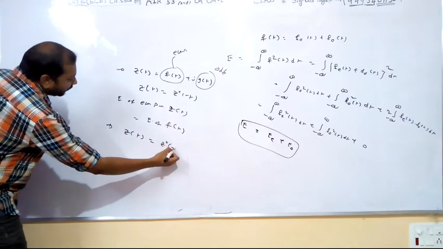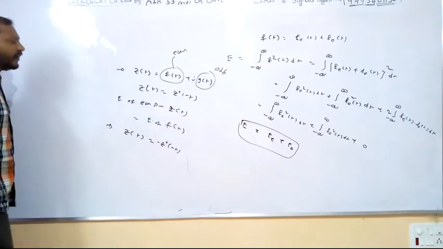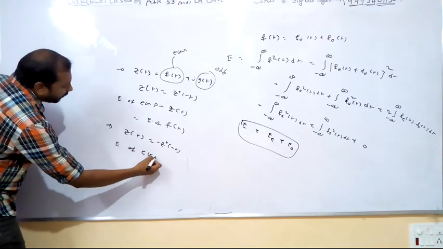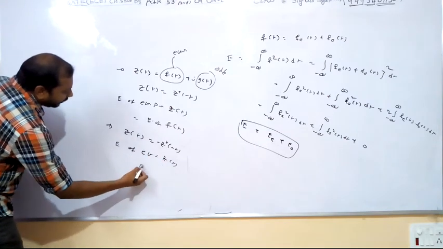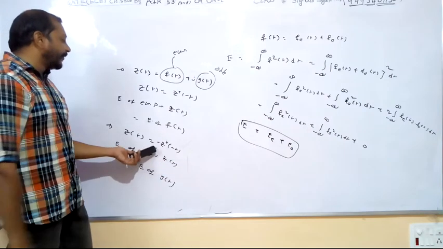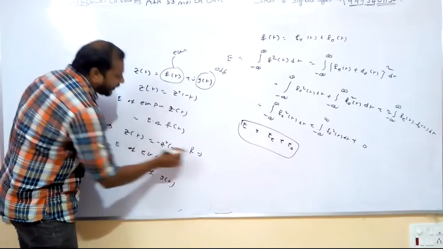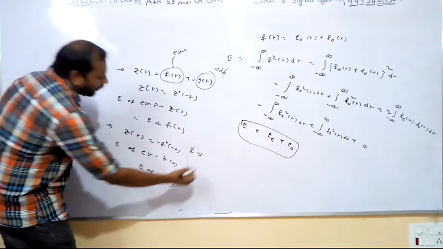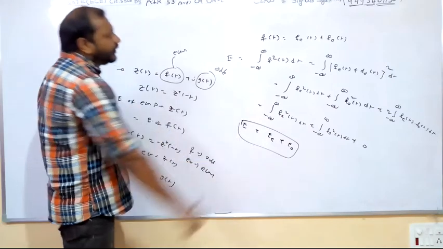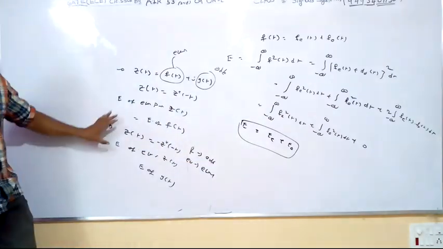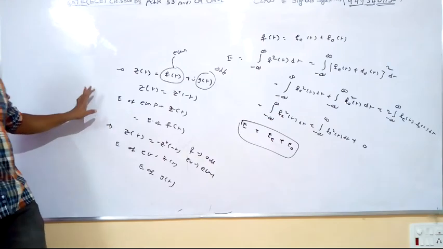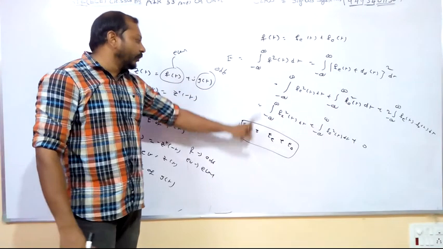Suppose it satisfies the conjugate anti-symmetry property, z of t equal to minus z star of minus t. Then what is the energy of the even part of z of t? That is nothing but the energy of g of t, since with the conjugate anti-symmetry property the real part is always odd in nature and the imaginary part is always even in nature. Like that also you can calculate from the energy point of view.